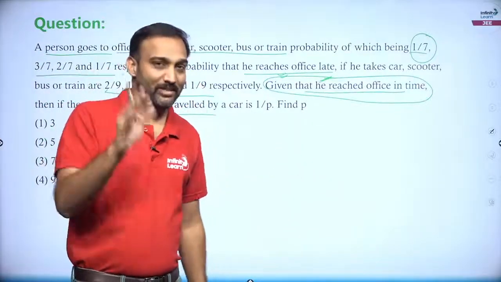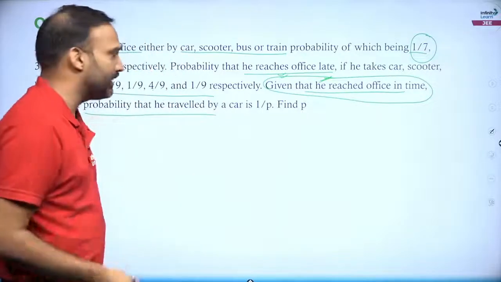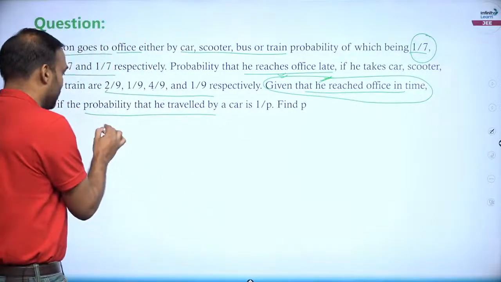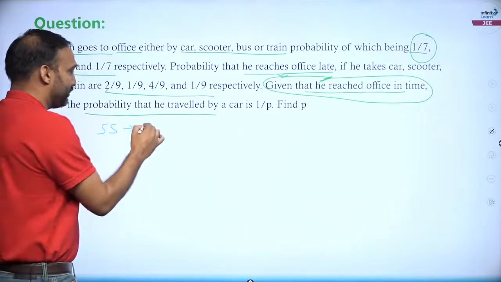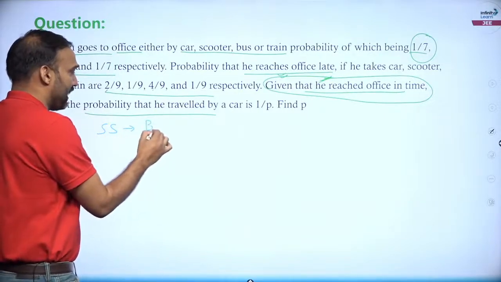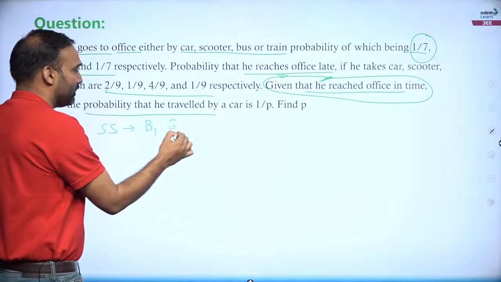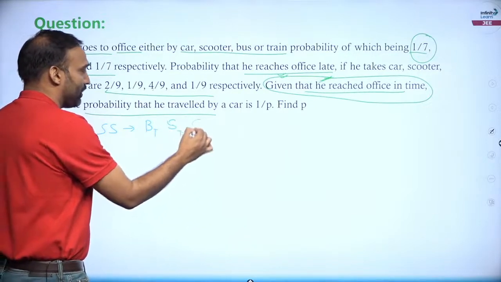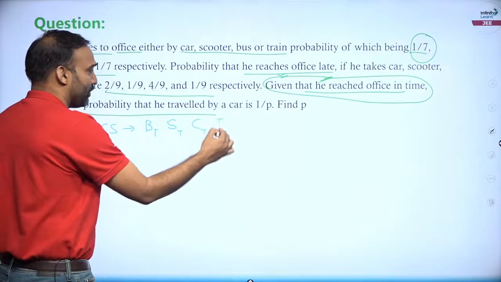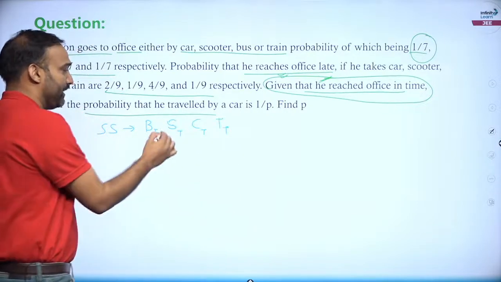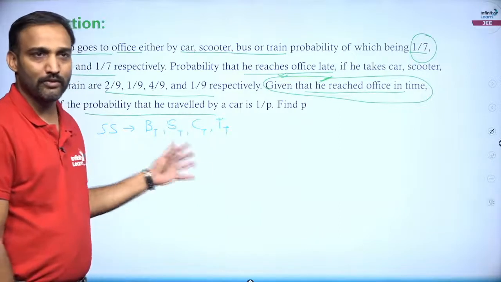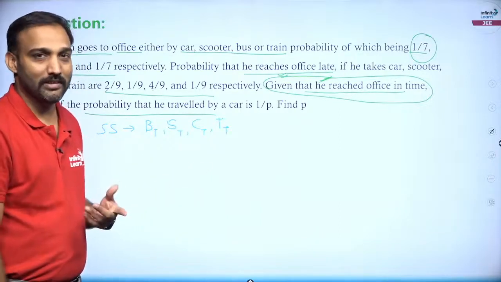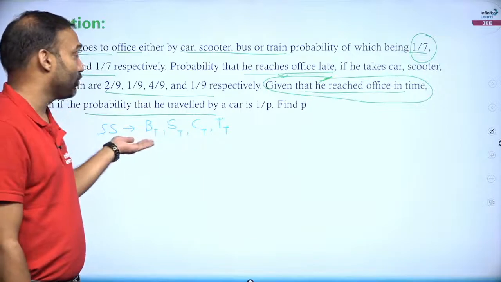If that guy has reached office in time, what can be the different scenarios in your sample space? So I am writing my sample space. He reached office on time. So either he took a bus and reached on time, took a scooter, reached on time, took a car, reached on time, took a train, reached on time. These are the 4 possibilities in the sample space. Apart from these 4, there are no other possibilities, right? So this will define your total outcomes.